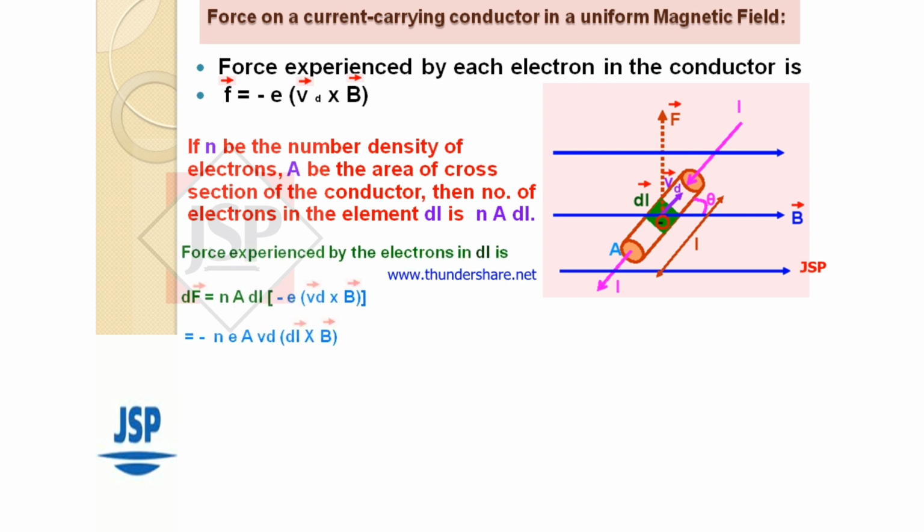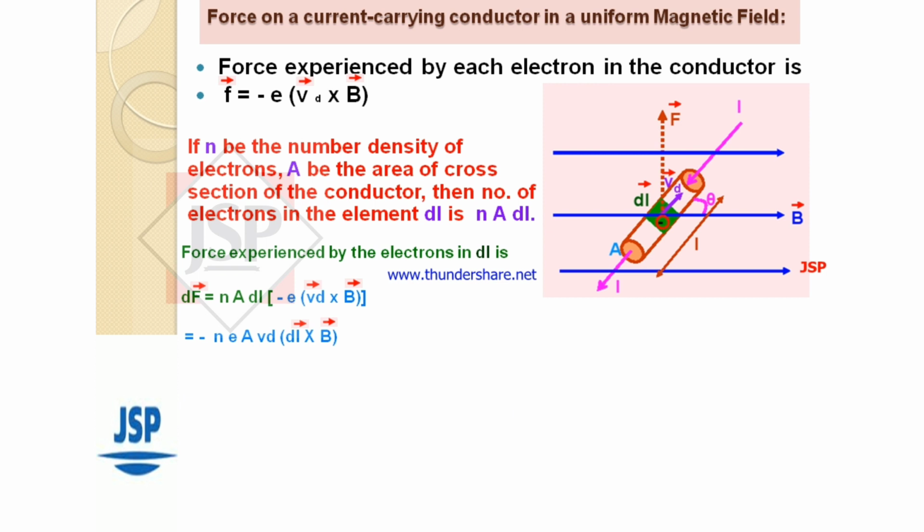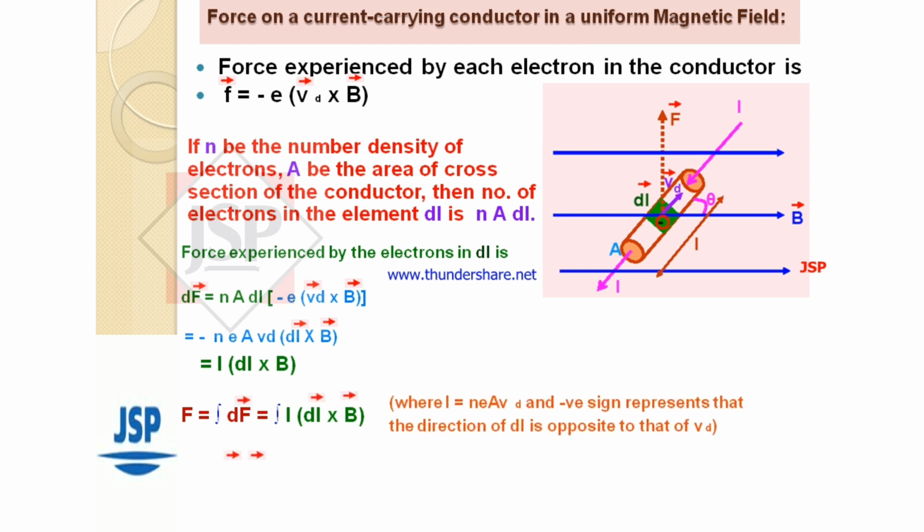Force experienced by the electrons in dl is F vector equal to nAdl(minus e v_d vector cross B vector). That is dF vector equal to minus n e A v_d (dl vector cross B vector).